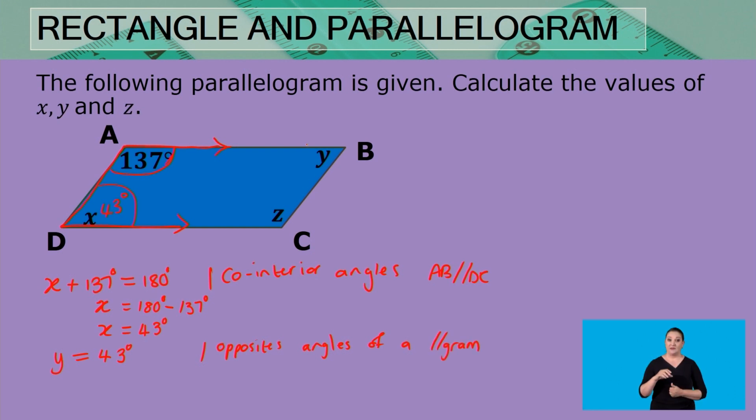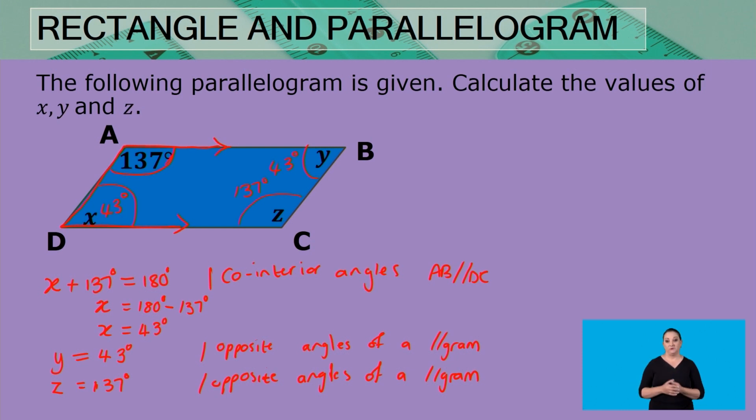Then we have our z, so our y there is 43 degrees. Then we have our z, and our z is opposite the given 137 degrees, which means that it is also 137 degrees. So our z is equal to 137 degrees, and the reason for that is that they are opposite angles of a parallelogram. So that is how we would have calculated those angles there.